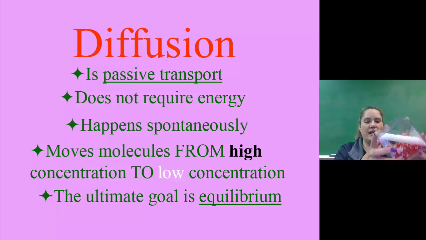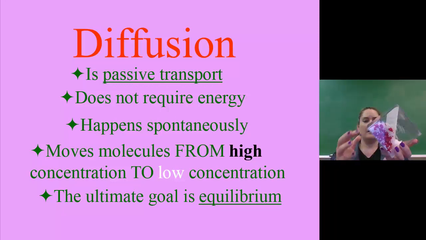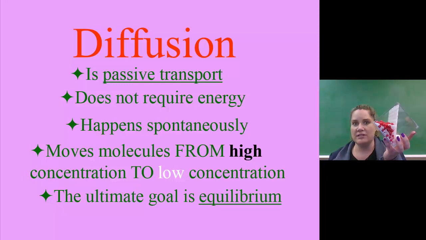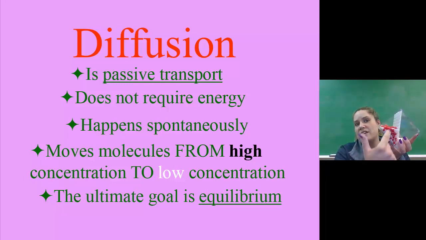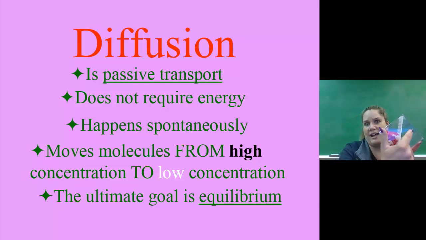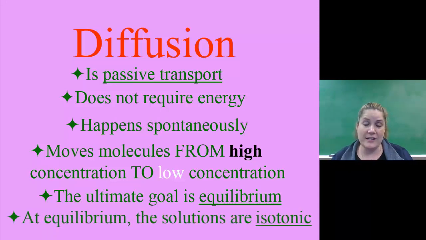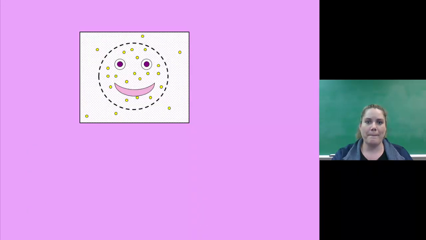So we're not reaching, actually, now we're at equilibrium. And so that's our ultimate goal, to make it to equilibrium where we have equal concentrations on both sides of the cell. Remember that when we are at equilibrium, our two solutions are isotonic, which means compared to each other, whatever our solute is, those concentrations are equal.